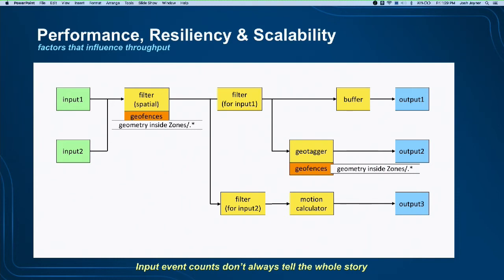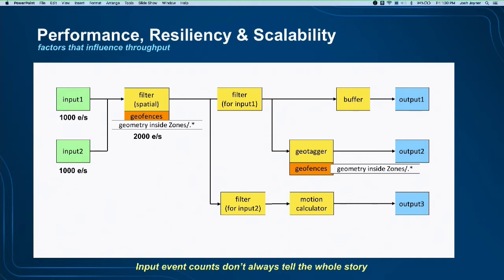In this case, we have 2 inputs on the left-hand side. For this example, each one of these is importing about 1,000 events per second. 2 slightly different data types. And the first thing it's going to do is send those through some sort of spatial filter. Maybe we're looking for only those events that occur within a given area. In this case, it's those that have geometry inside a specific zone. So assuming all of those events were to match this geofence, and all of them were in this area, you'd potentially now have 2,000 events per second going through.